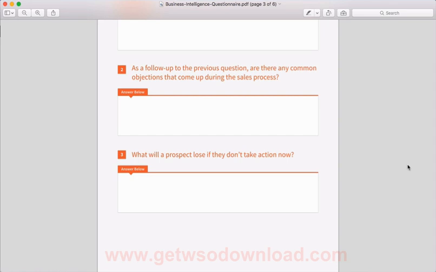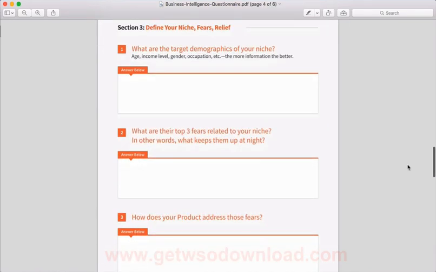Just like understanding the objections of your potential client is going to help you be able to address them before they ever come up. Now, on to section 3. Define your niche, fears, relief. So you want to know the target demographics of your niche. Now, you may have more than one of them, so you can maybe make a couple columns when you go to write this down, but you want to make sure you list as much information about them as possible. Age, income level, gender, occupation, etc. Try to be as specific as you can. We're actually going to go into this a little bit more in a couple different videos coming up. But just to get your brain kind of rolling here, list as much as you possibly can think of.